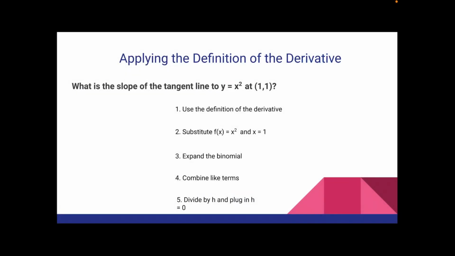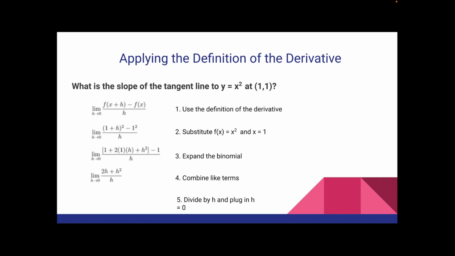Let's start by finding the slope of the tangent line to y equals x squared at (1, 1). First, we're going to start with the definition of the derivative from the previous slide. Then we substitute f of x equals x squared and x equals 1. From there we see that there's a binomial (1 plus h) squared, so we expand the binomial. We end up with (1 plus 2 times 1 times h plus h squared minus 1) all over h. Once we combine like terms and simplify, we cancel out the 1's. We end up with the limit as h approaches 0 of (2h plus h squared) over h.